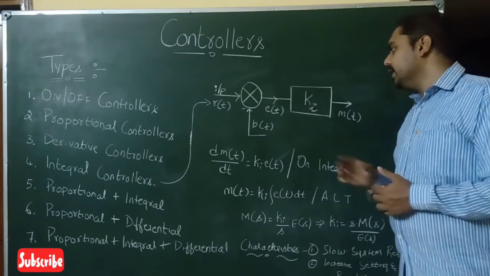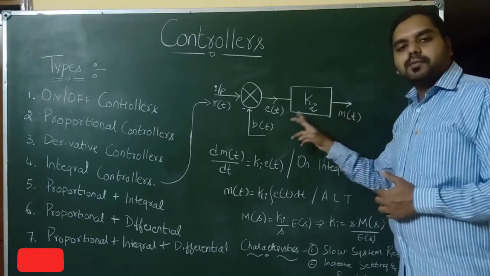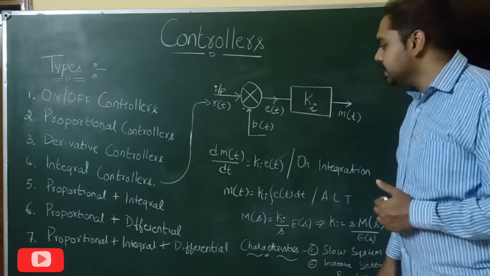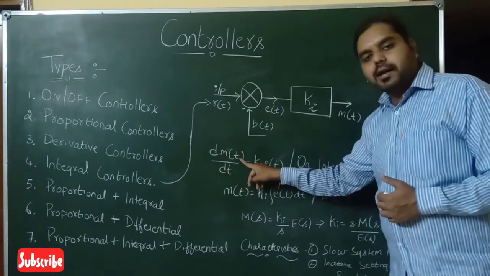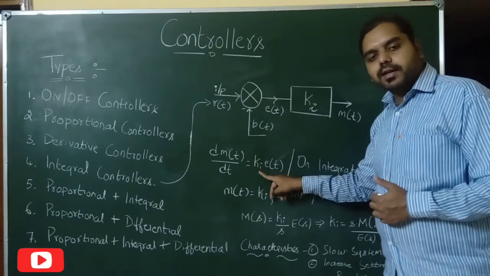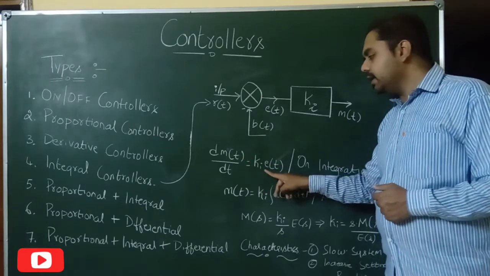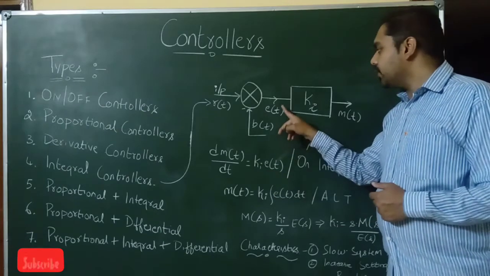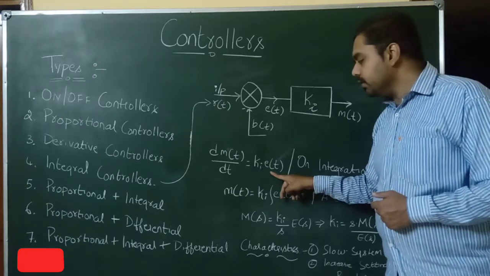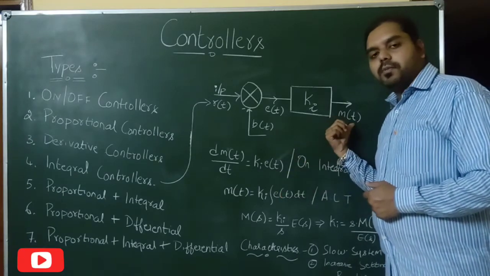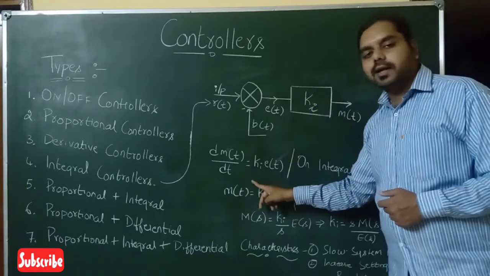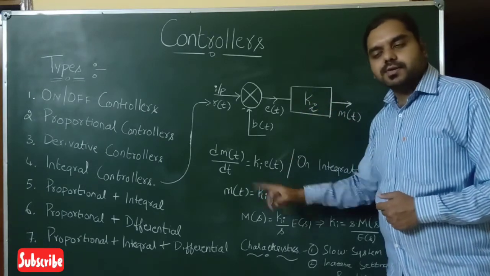Now looking at the relationship between the output and input of this integral controller, mathematically we will write the equation as: the time derivative of the manipulated output is equal to the integral gain constant ki multiplied by the error signal, which is fed as the input to the integral controller here. So the relationship between the manipulated output and the input of the integral controller can be represented by this equation.